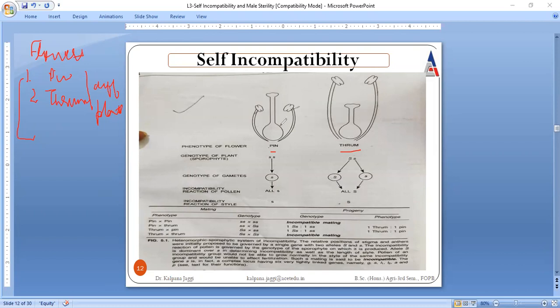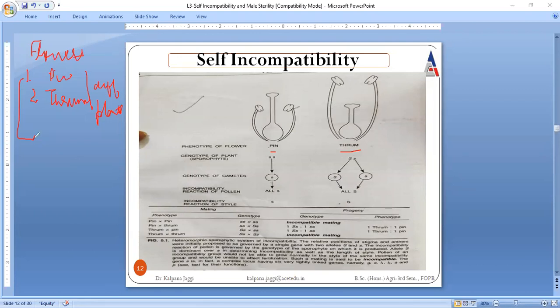See from the diagrams, it is very clear: in a heteromorphic system, flowers of different incompatibility groups differ in morphology. Compatibility of both these groups is different, and as a result their morphology is also different. Now we will talk about the genetic content. This situation is said to be distyly, because in one flower the style is of smaller length, and in the other case the style is of longer length. So it is said to be distyly.